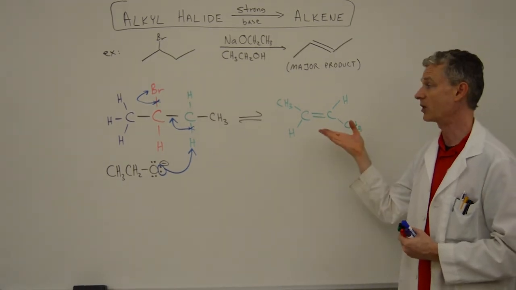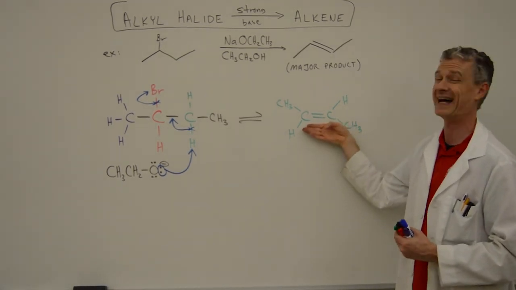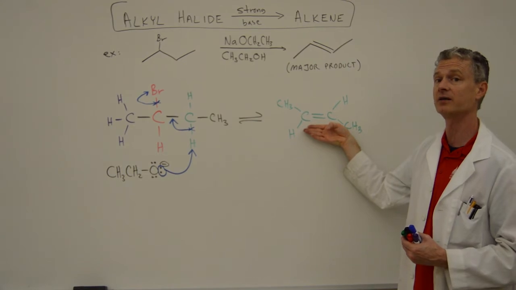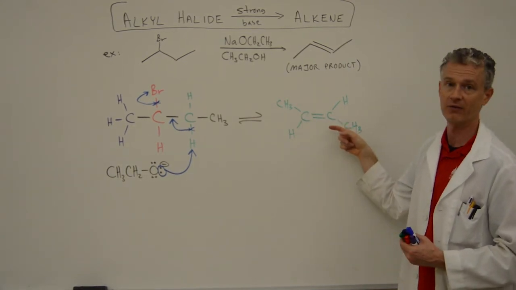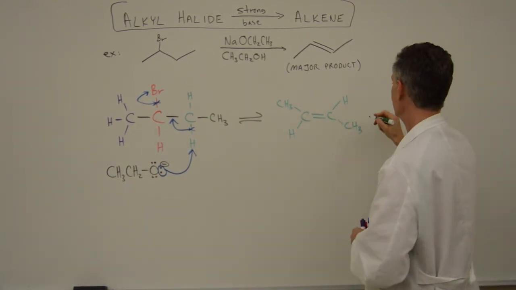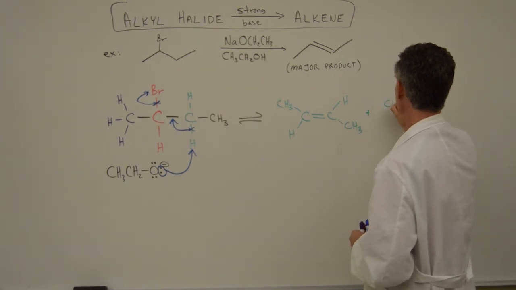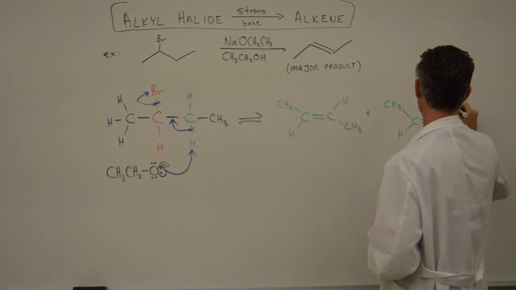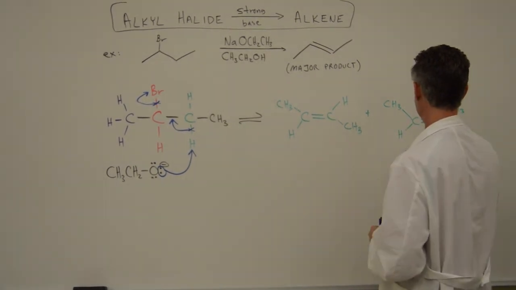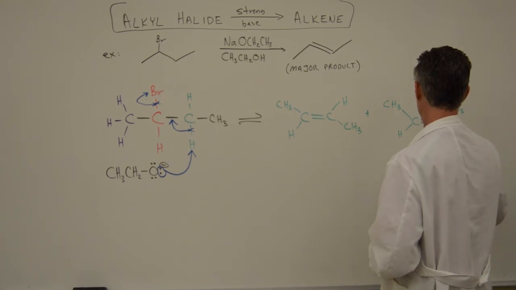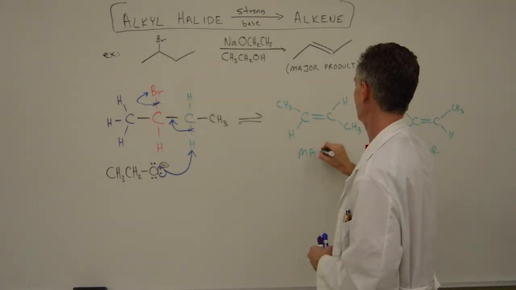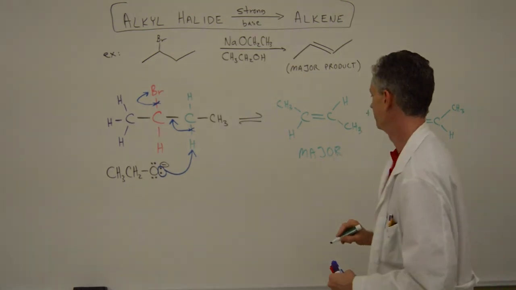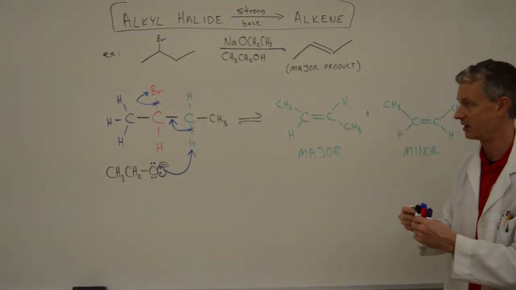When we're choosing products, we want to choose the more highly substituted alkene product, and then we typically will favor trans over cis. In this particular case, however, we will also expect to see some of the cis product. It will simply be a minor product, whereas our major product will be the more stable alkene.